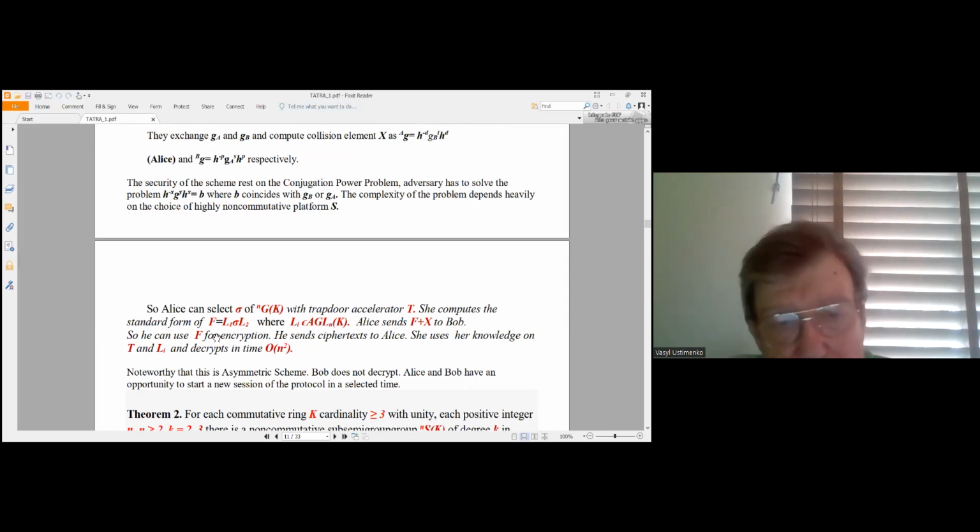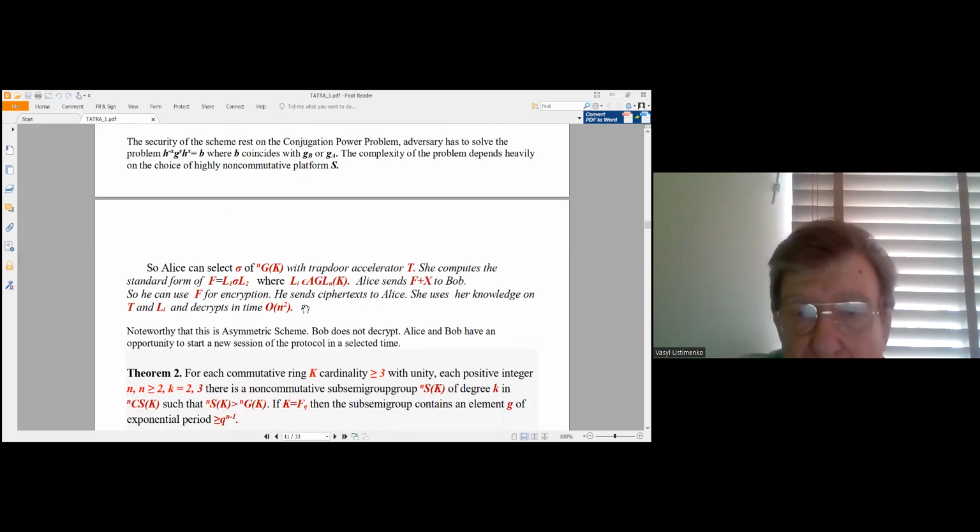We can deformate it via L1 and L2 from AGL and create the polynomial transformation F, and send F plus X to Bob. It's like a one-time pad, an absolutely secure trick. Bob knows X because they elaborated this X via the protocol, and they can use this F for encryption. The difference of this scheme is that the trapdoor accelerator is known to Alice, but not to Bob. So Bob encrypts in time O(n cubed), but Alice decrypts in time O(n squared) because of her knowledge about the trapdoor accelerator.